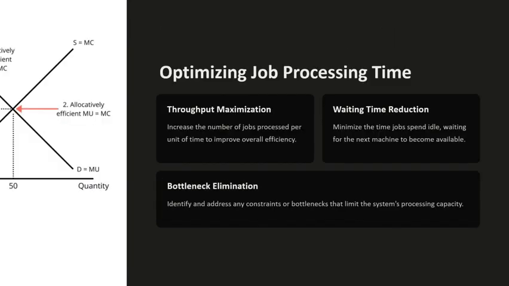In optimizing job processing, we can look at throughput maximization, waiting time reduction, and bottleneck elimination. In throughput maximization, we can increase the number of jobs processed per unit time, improving the overall efficiency. In reducing the waiting time, we can minimize the time jobs spend idle waiting for the next machine to become available. And for bottleneck elimination, we can identify and address any constraint or bottleneck that limits the system's processing capacity.